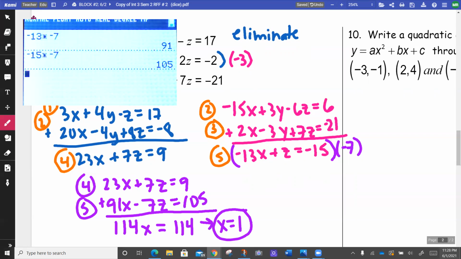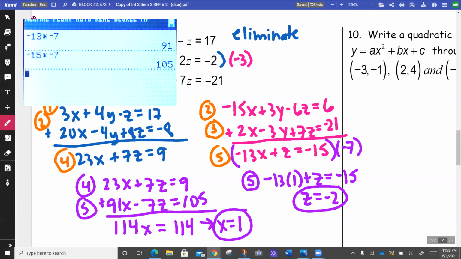I'm still not done with my purple system. I found my x. I need to find my z. So I am actually going to be taking number 5, but the pink number 5, negative 13 times 1 plus z equal negative 15. I think that's the easier equation for me to solve. So I'm going to get z is equal to, and I have a negative 13. I'm going to add it to the other side. I get a negative 2. So I've got my x and my z.